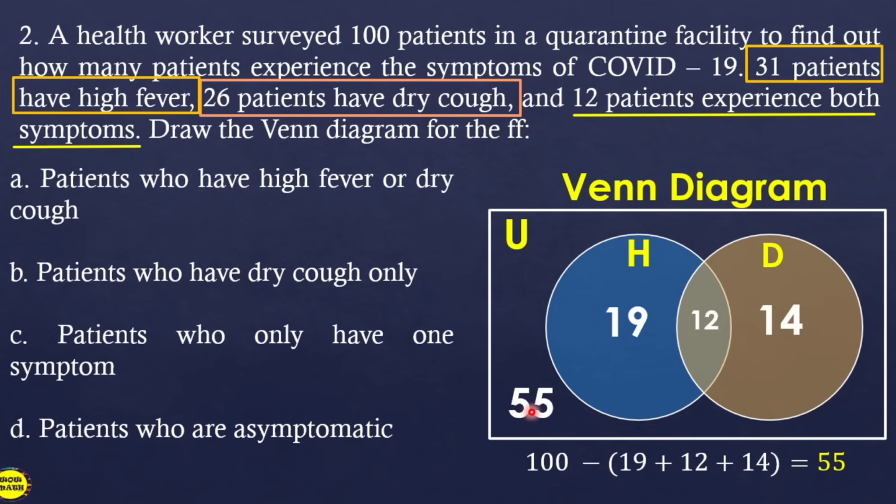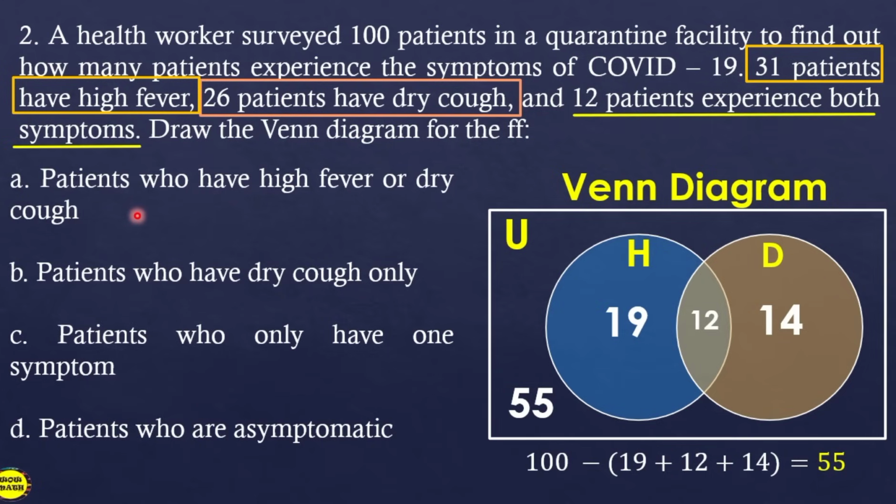Nandito lang siya. Bakit? Sila yung wala silang symptoms. Ibig sabihin, wala silang high fever and wala silang dry cough. So, anong tawag natin kapag walang symptoms? They are called asymptomatic. Okay? So, itong mga nasa loob na to, ito yung mga symptomatic. Okay? So, let us answer the following question. So, kapag na-illustrate nyo na po ang Venn diagram, then pwede na tayong sumagot ng question.